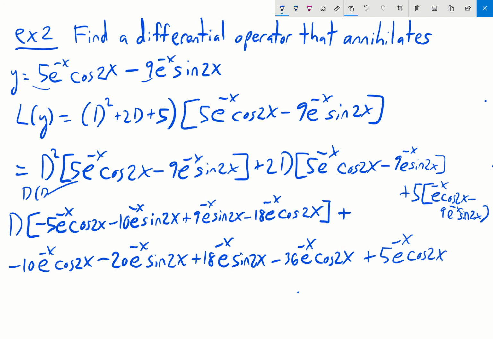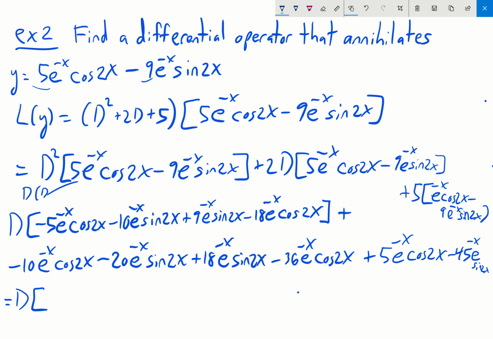5 e to the negative x cosine of 2x minus 45 e to the negative x sine of 2x. Before we differentiate this part again, let's do some cleaning up. Got a huge mess right now, but it's not too bad.